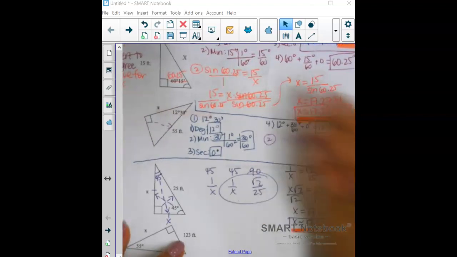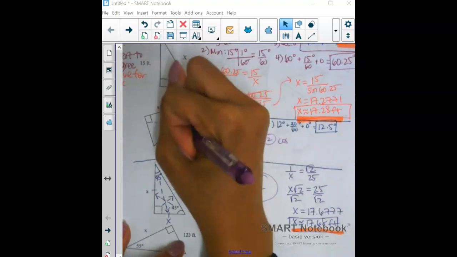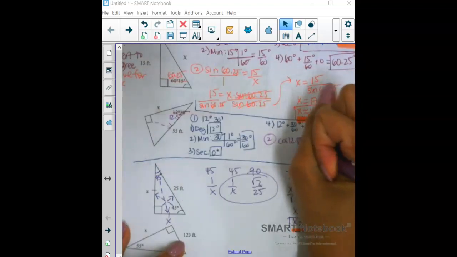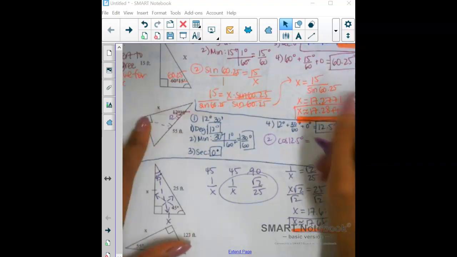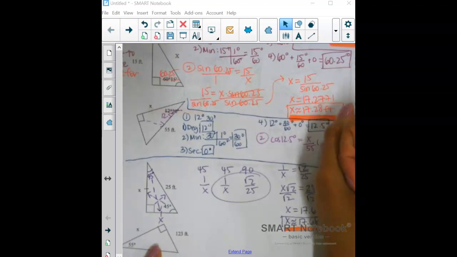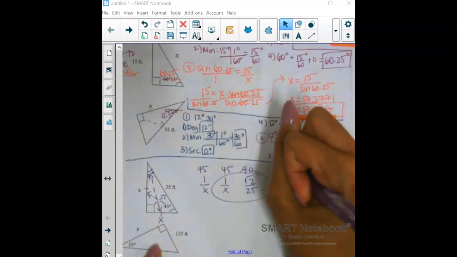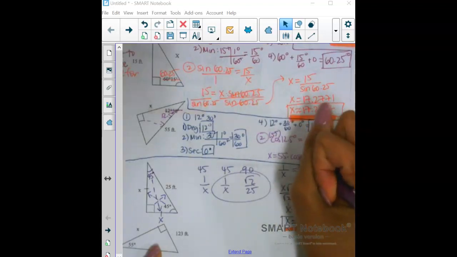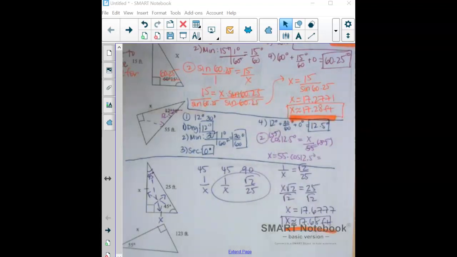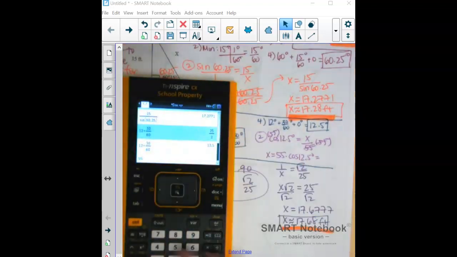So big step 2, we're going to use cosine of this angle, which we just found was 12.5 degrees. We're going to set that equal to the adjacent over the hypotenuse. And we're going to go ahead and solve. So multiplying each side by 55, x is going to equal 55 times the cosine of 12.5 degrees. Let me double check. My calculator is in degree mode, so that's good. We're going to have 55 times cosine of 12.5 degrees.